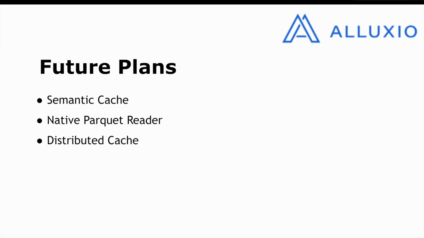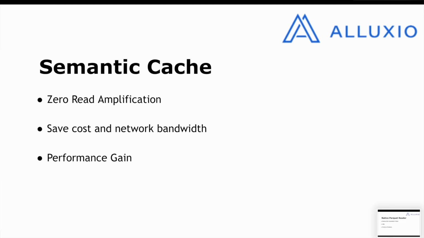Okay, so then I will share some future work about our local cache or Alluxio cache. The first one will be the Semantic Cache, the next one is the native Parquet reader, and the third one is the distributed cache. By using the cache, a lot of users report that they are seeing some read amplification, because the cache will cache the entire file or the entire block, maybe the entire page of the data. But actually, for each Presto read, they may just read a very small piece, based on your data format, something like Parquet or ORC.